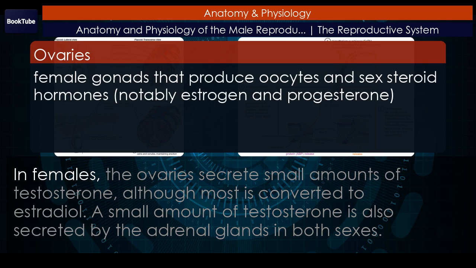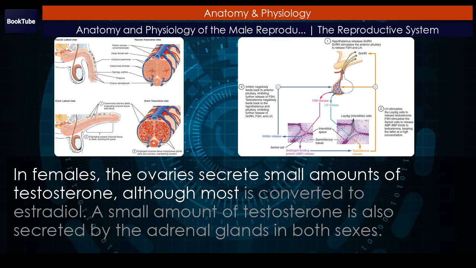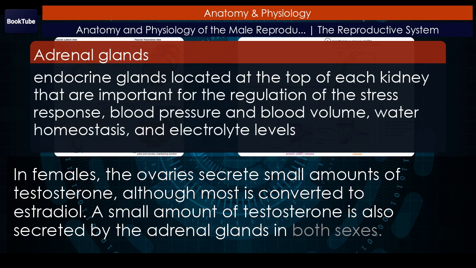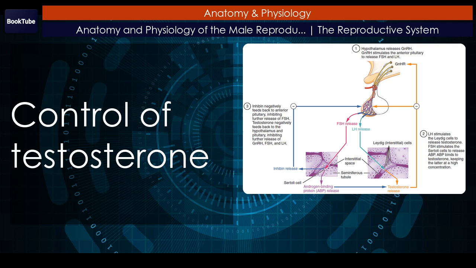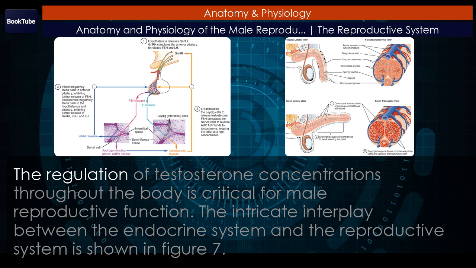In females, the ovaries secrete small amounts of testosterone. Although most is converted to estradiol, a small amount of testosterone is also secreted by the adrenal glands in both sexes. Control of testosterone. The regulation of testosterone concentrations throughout the body is critical for male reproductive function.